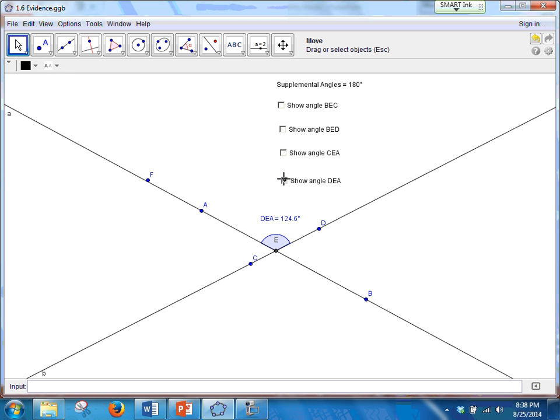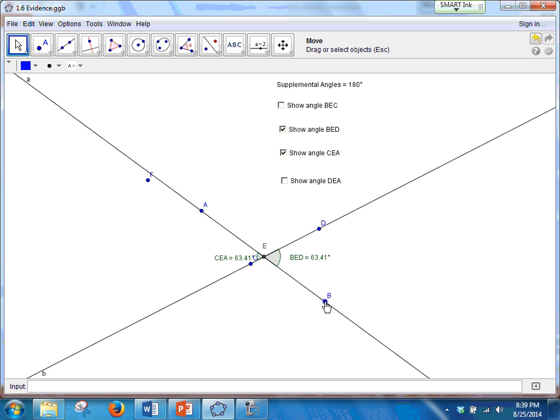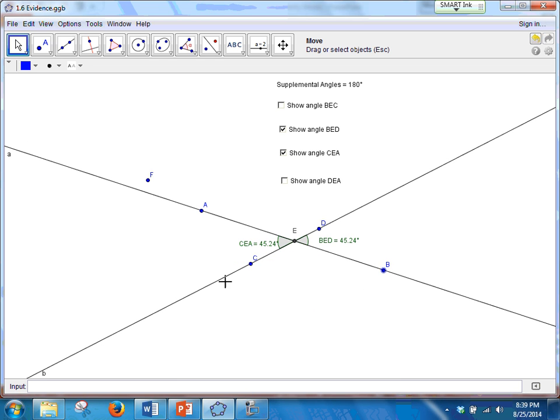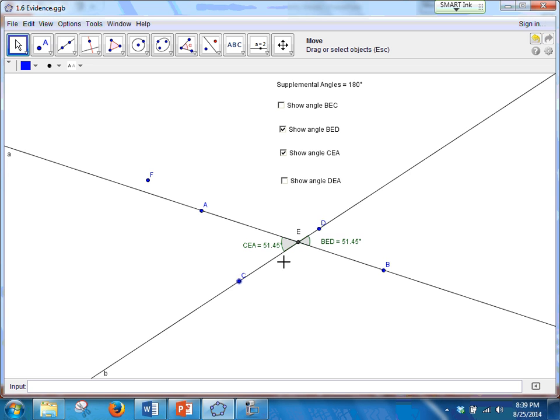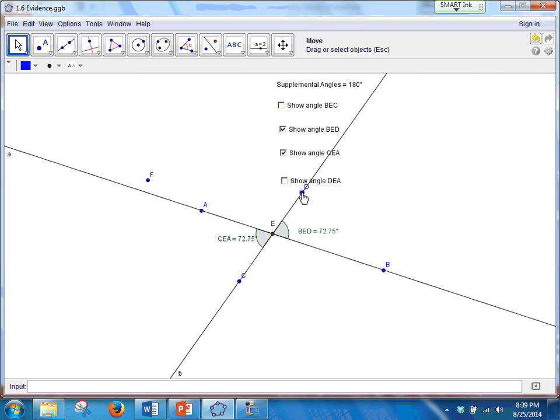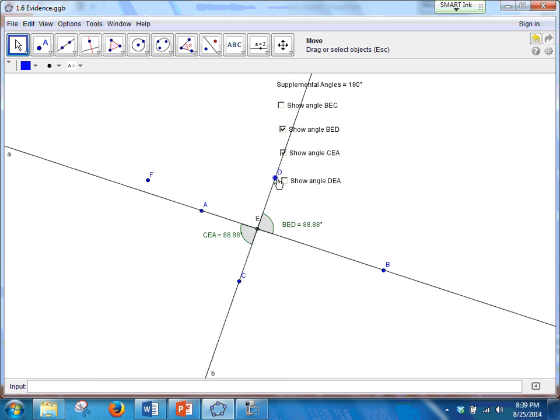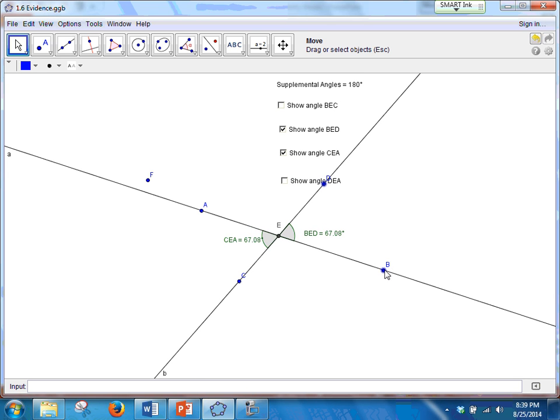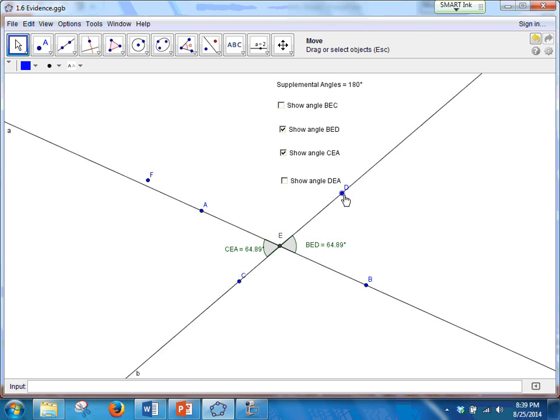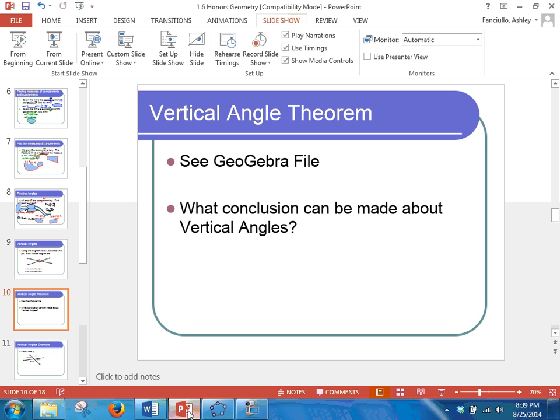Okay, so I'll unclick those. And then if I click angle BED, its vertical angle should be, hopefully you guys are all saying angle CEA, so we'll click that. And then those end up being the exact same. They're just in a different location. So vertical angles, just think of a mirror image. Anywhere I move them, I don't care. They are always going to be the same. Hopefully that makes sense. And hopefully some of us remember that from Algebra 1. All right, let me go back to this slide.